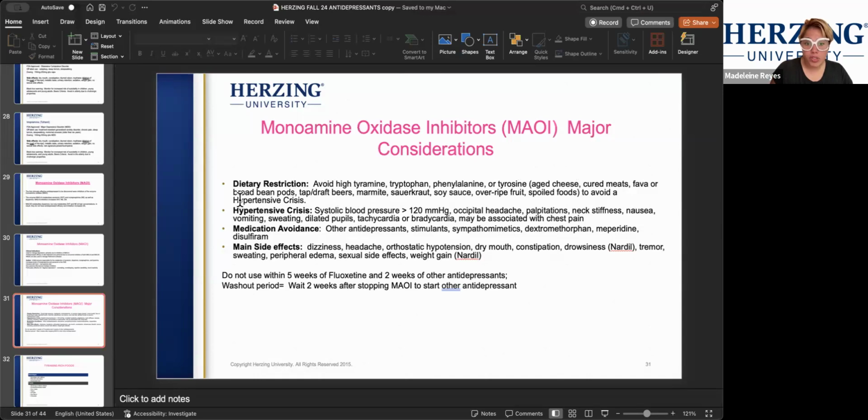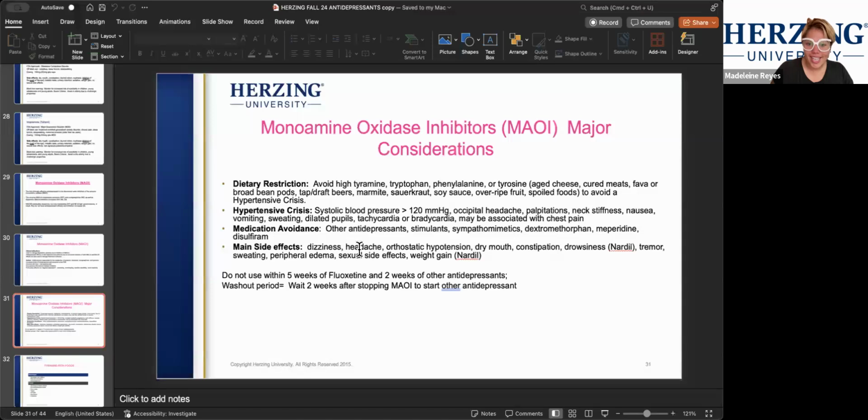So if you are going to be prescribing this type of medication, they have to be very much educated on their diet and what they can and cannot eat. If they eat all these foods, it can cause a hypertensive crisis. The systolic pressure can increase over 120, and it can cause headaches, palpitations, neck stiffness, nausea, vomiting, sweating, and they usually end up in the hospital. Medication avoidance: other antidepressants, stimulants, because it attacks all the types of neurotransmitters. So you can be mix and matching with other medications as well.